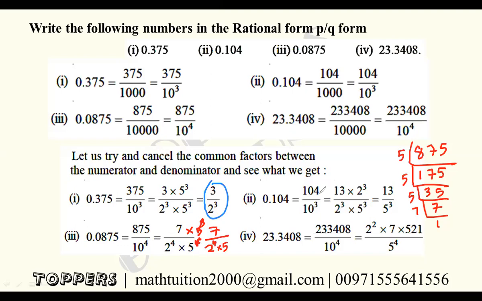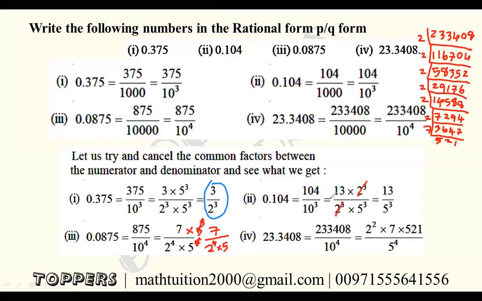Similarly here 104, when you are prime factorizing, we will get 13 into 2 cube. 10 raised to 3 we can put as 2 into 5 all raised to 3, that is 2 raised to 3 into 5 raised to 3. So 2 raised to 3 and 2 raised to 3 are common, so we'll get 13 by 5 raised to 3.